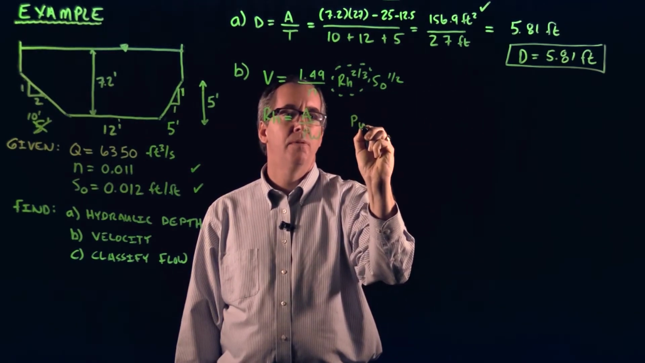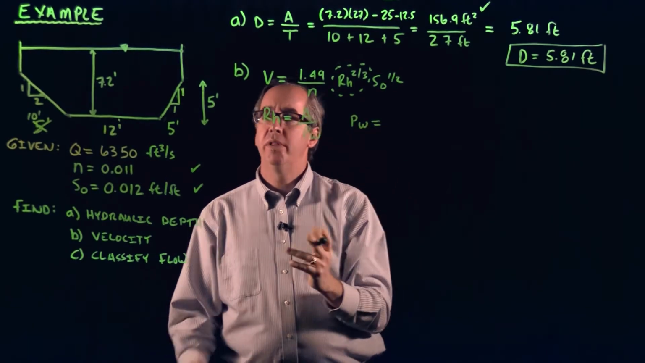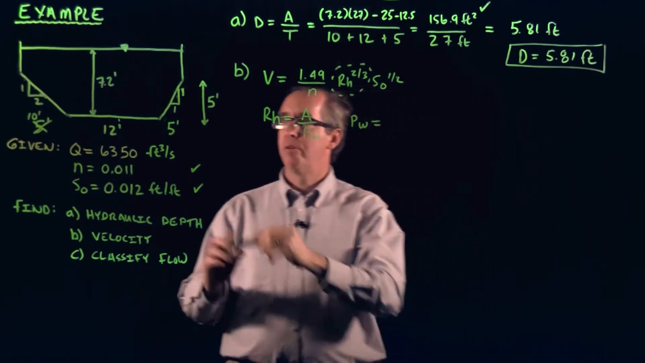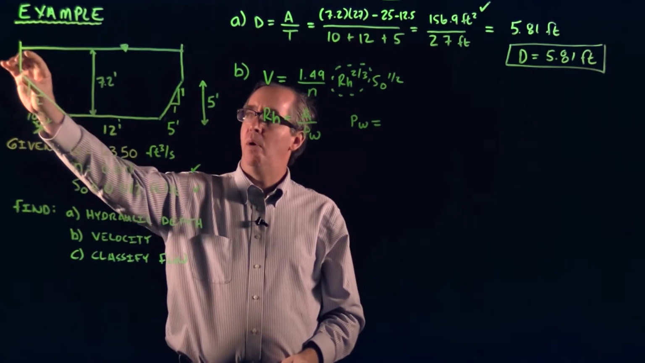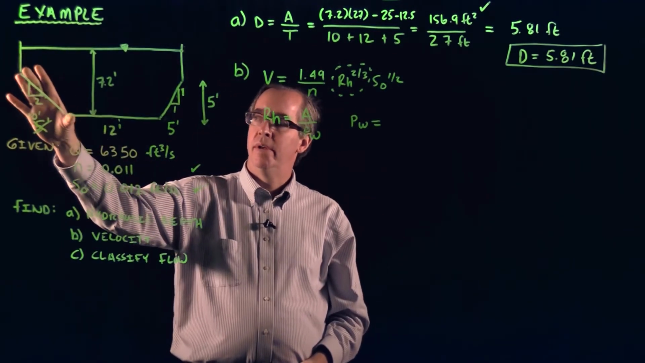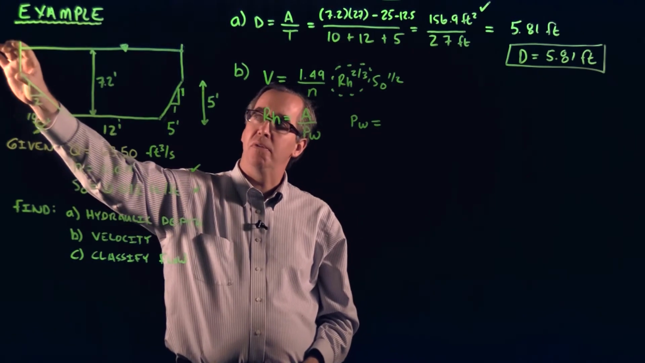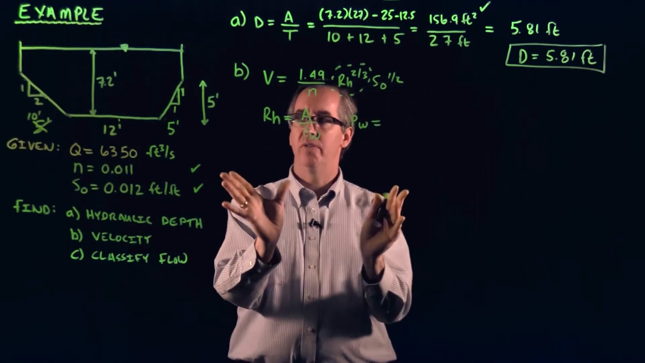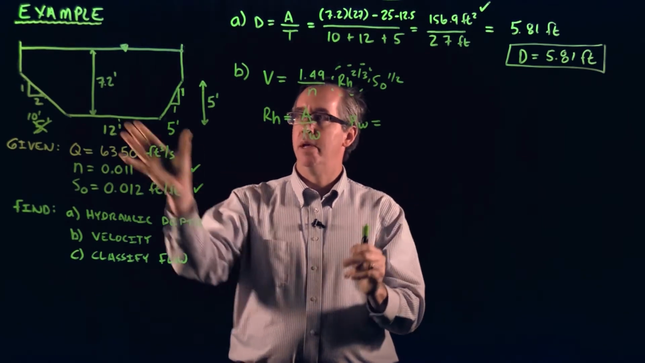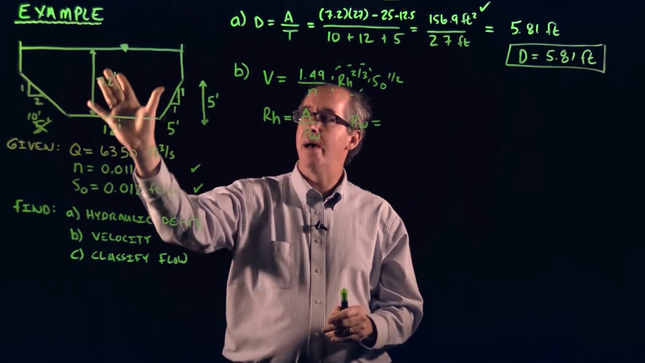I'll just write the wetted perimeter right next to it here. The wetted perimeter is not the perimeter of the entire cross section, it's the perimeter where the water is in contact with the channel surface, like the earth surface, or if it's a pipe and it's partially full, it's where the water's just in contact with the pipe. It does not include the part that's open to the atmosphere.